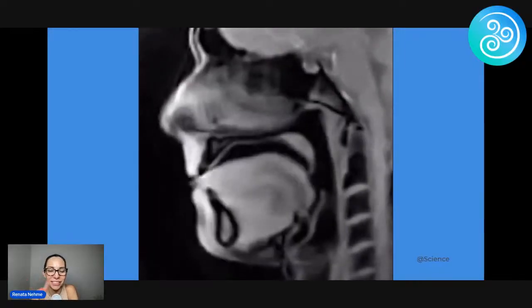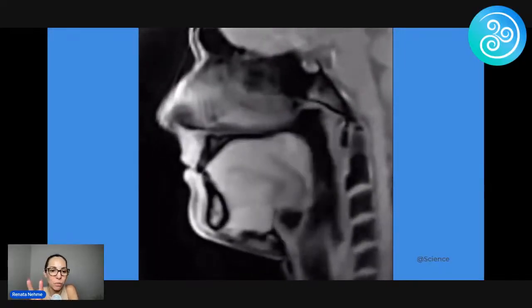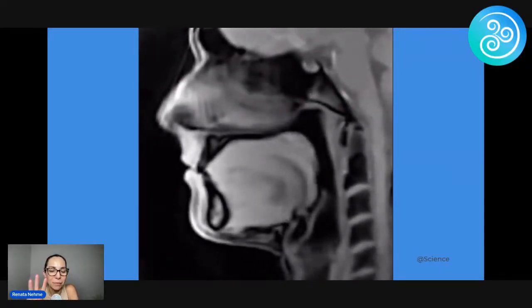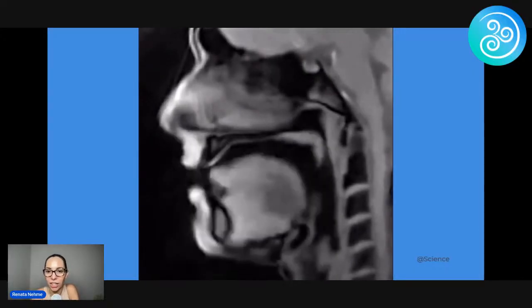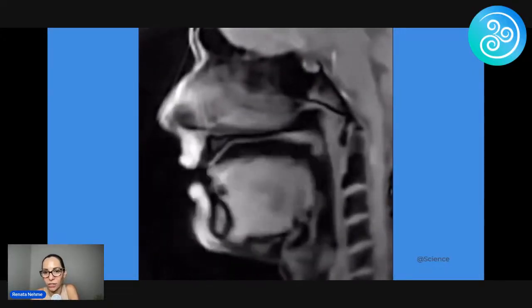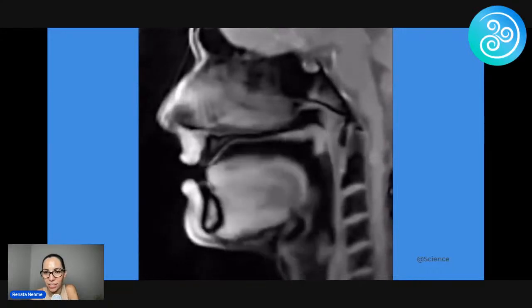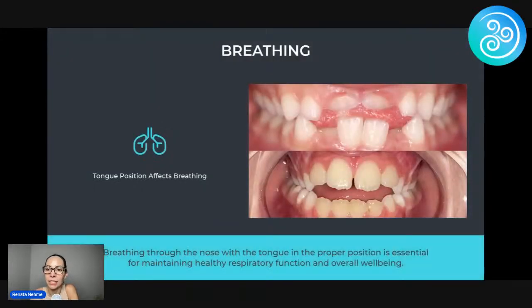Number 2, an oral cavity that is too small. And number 3, a tongue tie. We're not going to go into how to look for a tongue tie, I don't think, during this class. But let's talk a little bit about breathing.